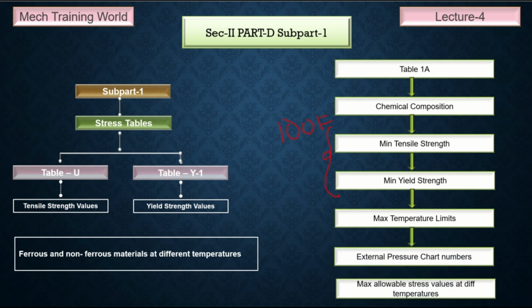And external pressure charts, I already told you in the last lecture. So in subpart 3 you will find these external pressure charts, guys. So for which material, which external pressure chart is suitable, that you find in this table 1A. And you also get maximum allowable stress values at different temperatures. Hope you have one idea about what you find in each table. So this information only you will find in each and every table. So if you want, you can check in the code book, guys.